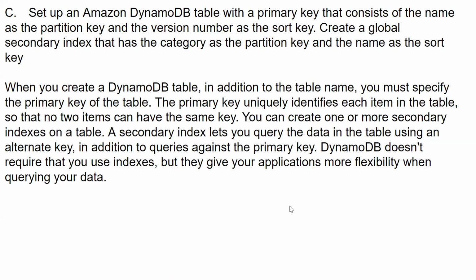C, set up an Amazon DynamoDB table with a primary key that consists of the name as the partition key and the version number as the sort key. Create a global secondary index that has the category as the partition key and the name as the sort key.